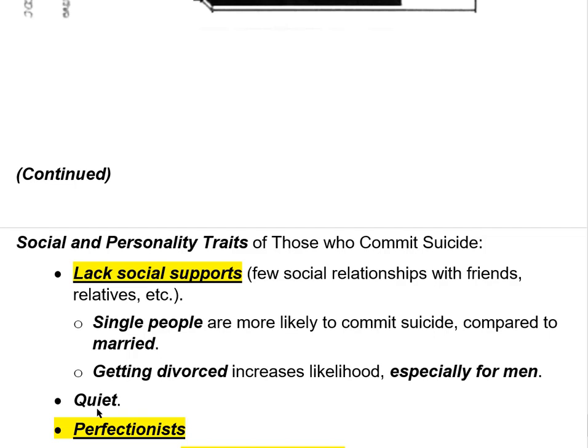Another trait of those that commit suicide is that they're typically described as being quiet. This is kind of relevant to the business of lacking social support. They tend to be quiet. They tend to be perfectionists. This is one of the tragic things about suicide. Very often the kind of person that commits suicide is the kind of person that society needs the most. Very often they're smart, conscientious, high-achieving people, but they set high goals for themselves, and when they don't reach those goals, they feel devastated.